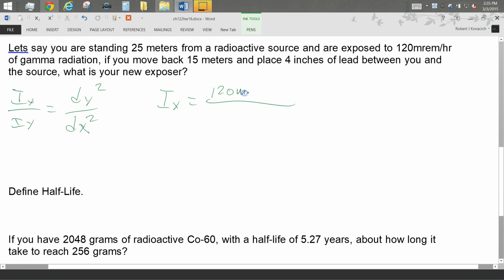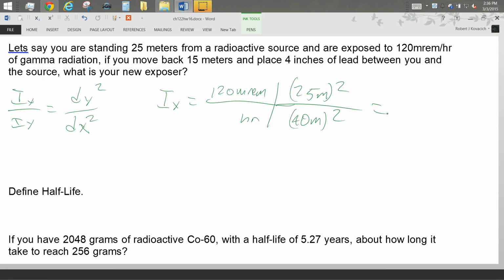So 120 millirem per hour. So there's my intensity unit. So what do I do with my two distance units to get a smaller intensity unit? I can't divide by both of them. The bigger one needs to go on the bottom. So in this case, I'm going to put 25 meters here and square this, and 40 meters here and square that, because that's going to cancel out my meter units, and it's going to give me an intensity number that's smaller than the intensity number that I started with.